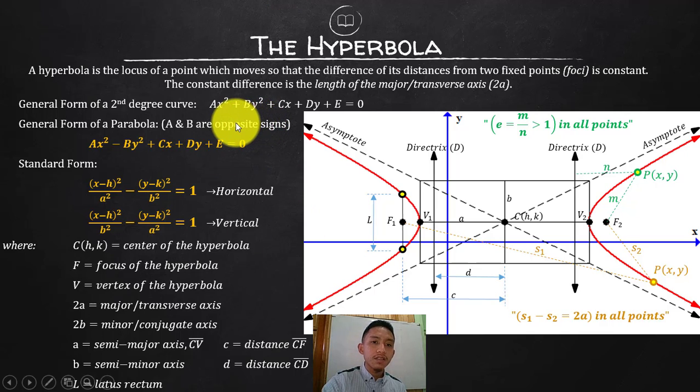By the way, what if they are equal? A and B are equal, but they are opposite sign. Is that a circle? Actually, no, because in a circle, A and B should be equal and the same sign. So it could be that they are equal. If they are opposite sign, that will still fall under hyperbola. Okay? So again, that is how you will recognize if your equation is a hyperbola. There should be x squared and y squared, and they should be opposite sign. That is as simple as that.